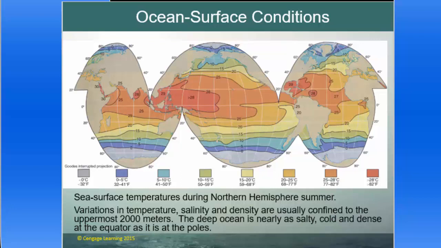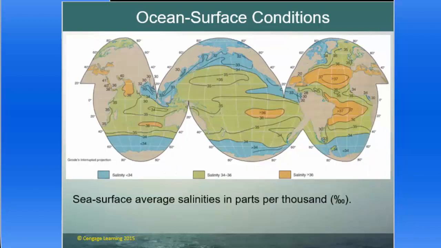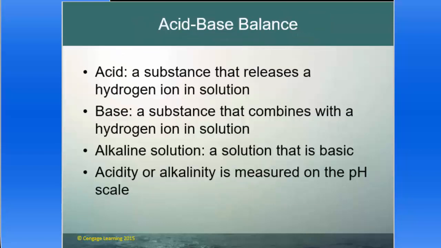Yes, that difference in salinity and temperature occurs at the surface. Once you get deep down, there's not a lot of change in salinity and temperature. And there are your sea surface average salinities in parts per thousand. Those highest salinities are at about 30 degrees north and south latitude, and the lowest ones are very close to the equator.